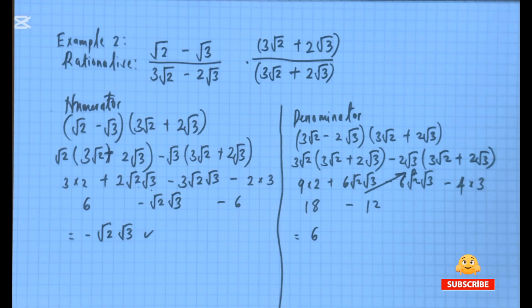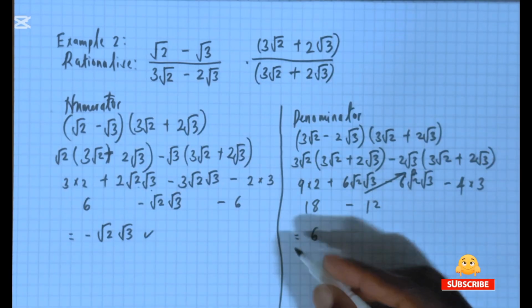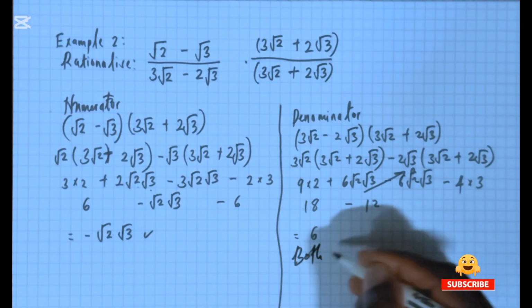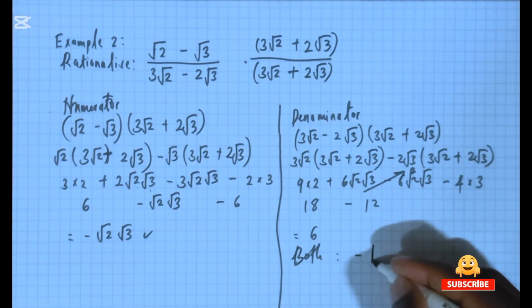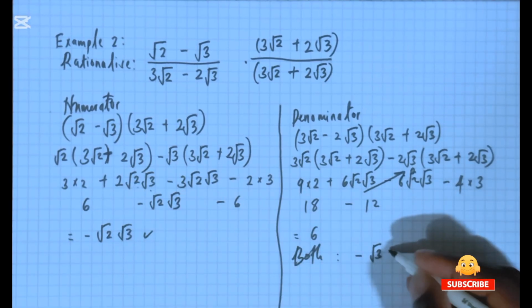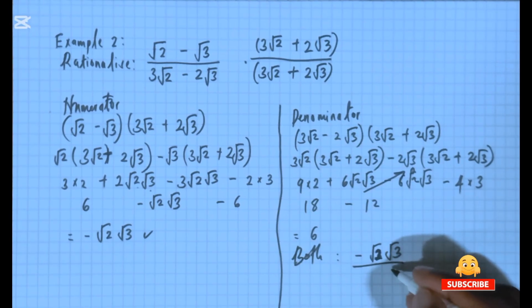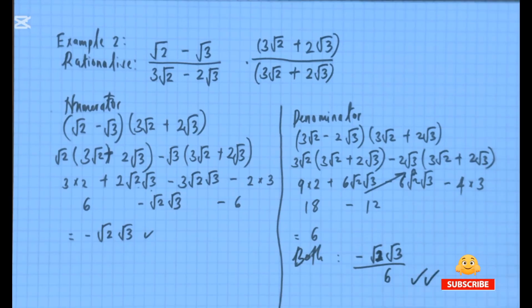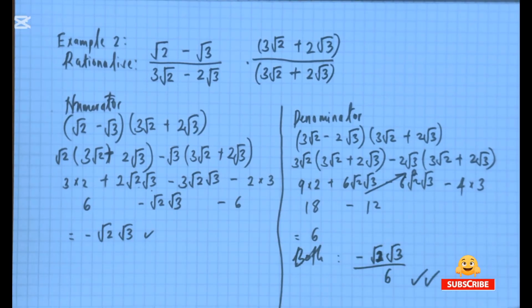Now, for our final answer, we're going to combine our numerator and the denominator. Of course, our numerator was negative root 2 root 3 there, all over our denominator, which is 6. And so we can leave our answer at negative root 2 root 3 all over 6 as our final answer.